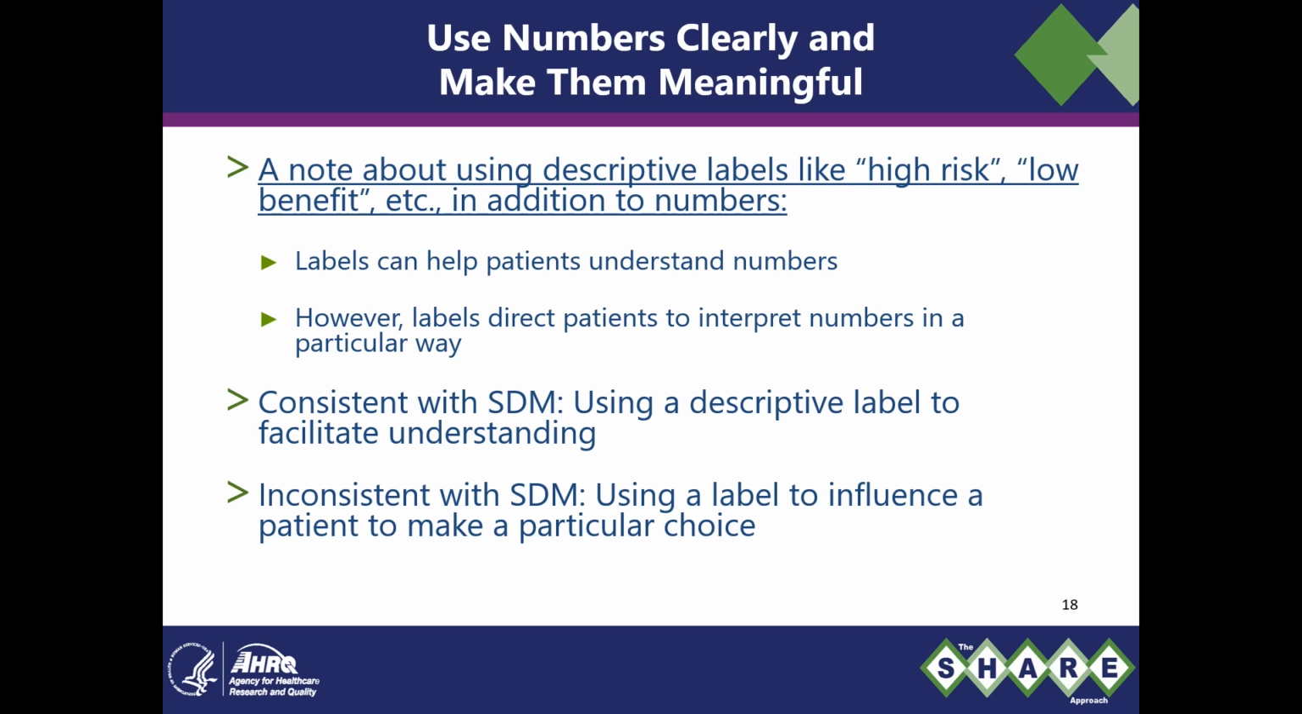I also want to take some time to talk about the role of descriptive labels when talking to patients about numbers. As a hypothetical example, when talking about a medication, you might say, "This medication prevents a heart attack in 3 out of 100 patients who take it, which is a big benefit." Labels like big benefit can help patients to put numbers into perspective, but they can also introduce bias. Before you use a label, ask yourself why you're doing it. Using labels to facilitate understanding is completely consistent with the spirit of shared decision-making. But using labels to coerce a patient to make a particular choice is inconsistent with the spirit of shared decision-making.